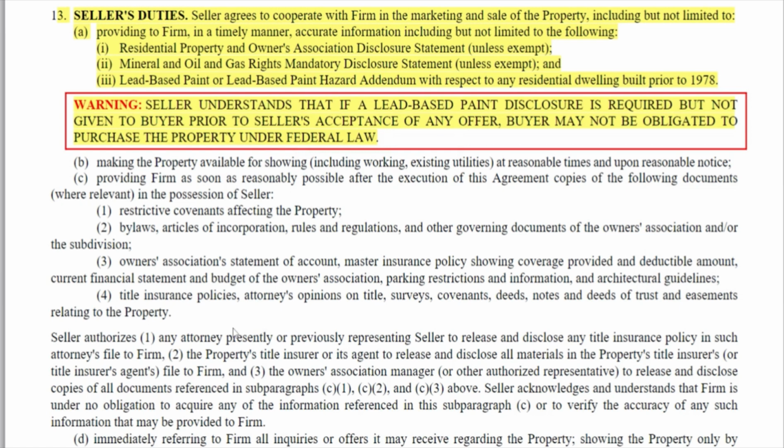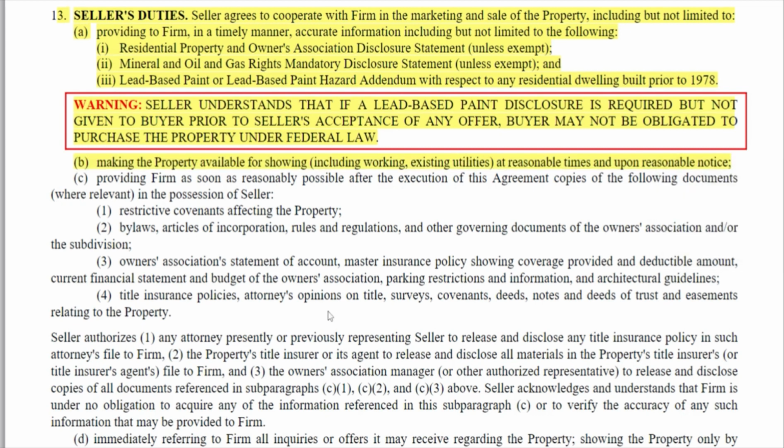And we're here at a warning. The seller understands that if a lead-based paint disclosure is required but not given to buyer prior to the seller's acceptance of any offer, the buyer may not be obligated to purchase this property under federal law. So we just need to make sure that we get that to them ASAP, or they will not be required to move forward in the contract if we had gotten that far. They need to have that up front, definitely with the lead-based paint, if the home was built prior to 1978, so they can be aware of what they're getting into, and to make sure that everything has been taken care of regarding the lead-based paint or not. They just need to know either or.